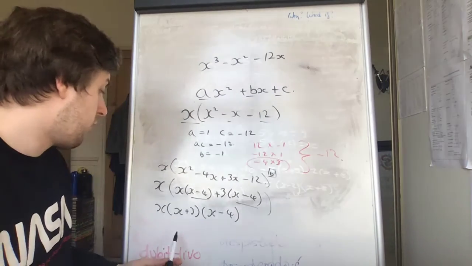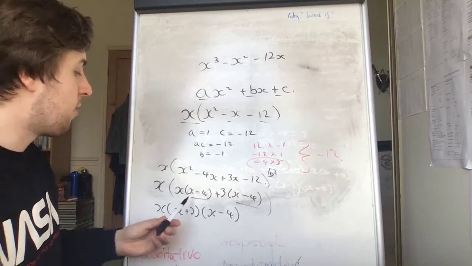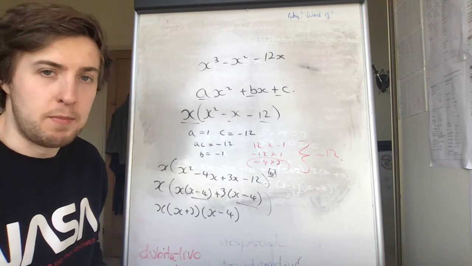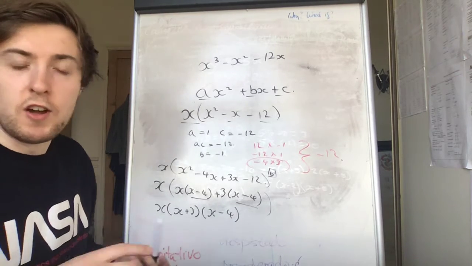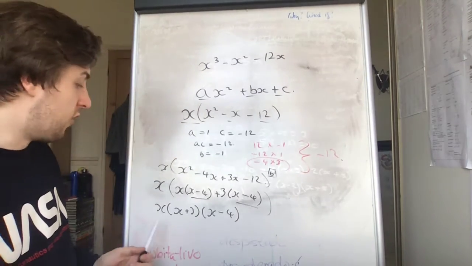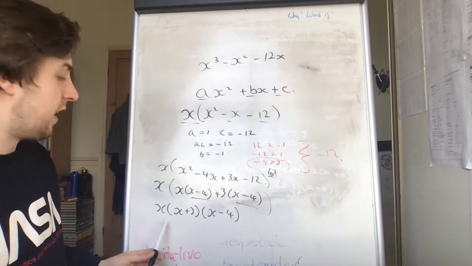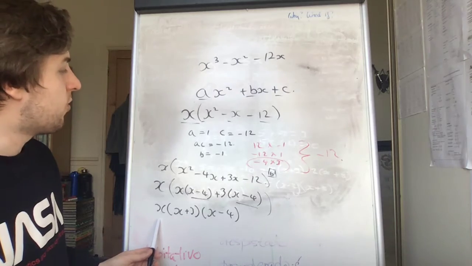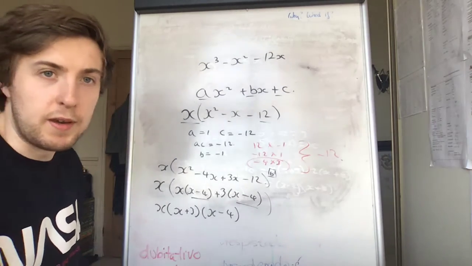If you've got x plus 3 over here and x minus 4 over this way, that doesn't matter, but that is the answer to that equation. And don't forget this x at the front of the expression, which we took out right at the beginning here.